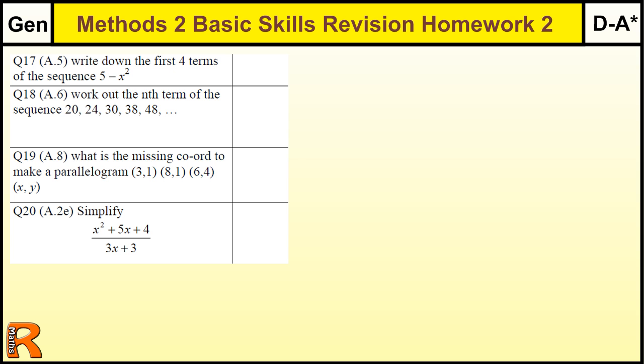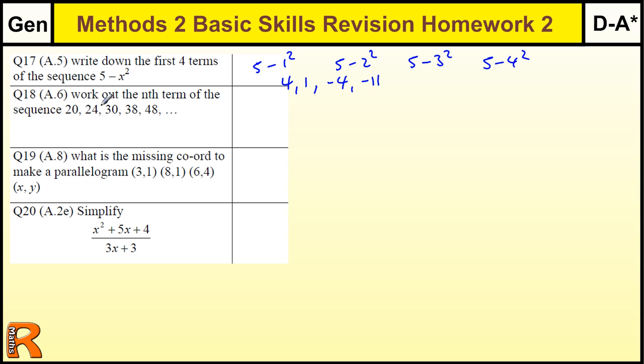Question 17. Write down the first four terms of the sequence 5 minus x squared. So all we're doing there, I suppose that should really be an n, but 5 minus x squared, we're just making x equal to 1, 2, 3 and 4. So we've got 5 minus 1 squared, 5 minus 2 squared, 5 minus 3 squared, and 5 minus 4 squared. 5 take away 1 is 4, 5 take away 4 is 1, 5 take away 9 is minus 4, and 5 take away 16 is going to be minus 11.